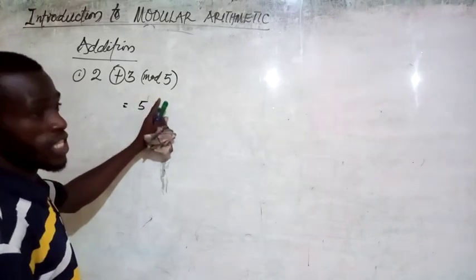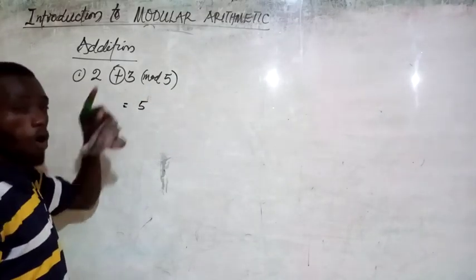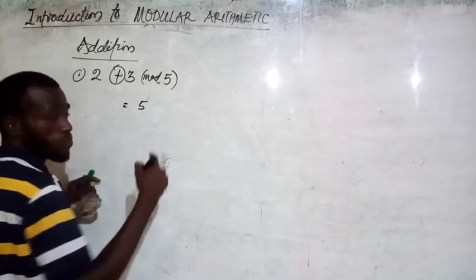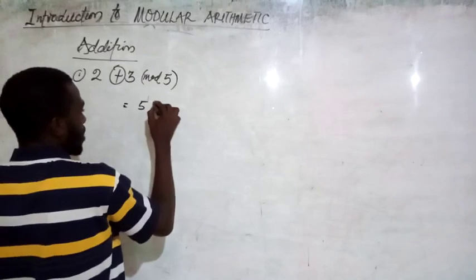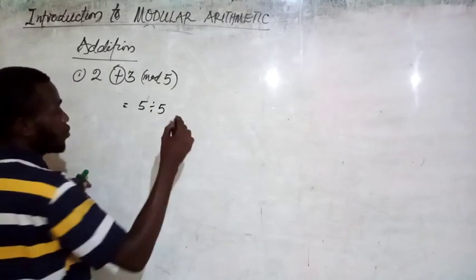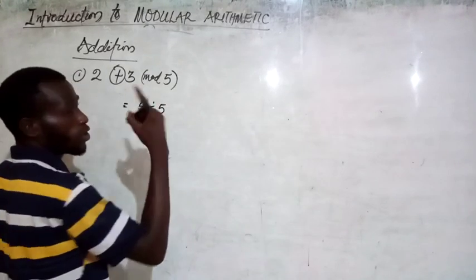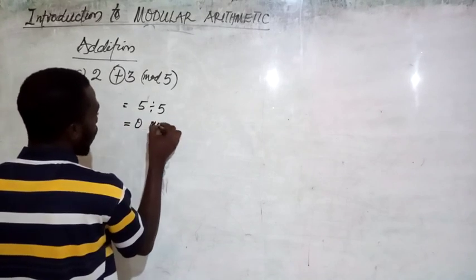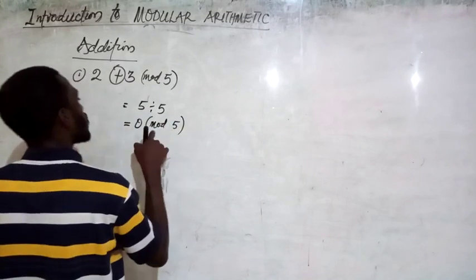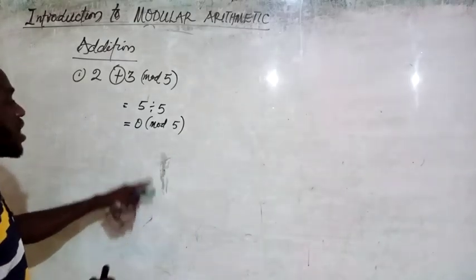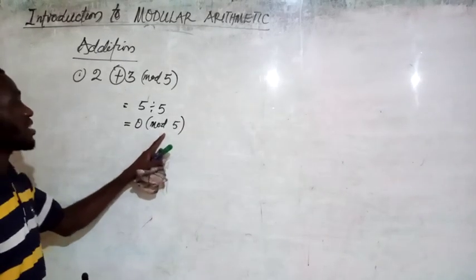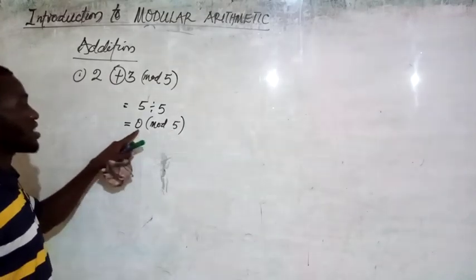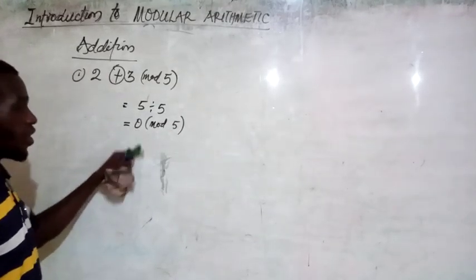the number in a modulo must not be up to that modulo. So this is already up to the modulo. So what you simply do is very simple. You divide by that modulo. If you divide by the modulo, here you are going to get 1. And what is the remainder? 0 is the remainder. So the answer is going to be 0 mod 5. Make sure that you repeat the mod to show that you are solving modular arithmetic. Of course 2 plus 3 is 5, but in modulo 5 it is 0.